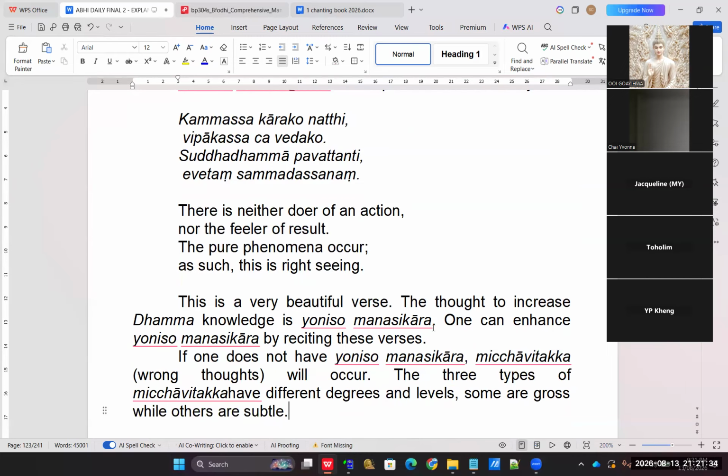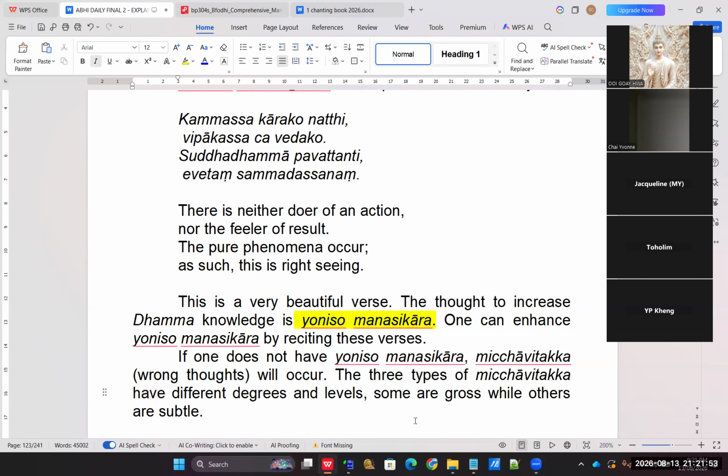The thought to increase Dhamma knowledge is Yoniso Manasikara. One can enhance Yoniso Manasikara by reciting these verses. If one does not have Yoniso Manasikara, Micca Vitakka, wrong thoughts, will occur. The three types of Micca Vitakka have different degrees and levels. Some are gross while others are subtle.